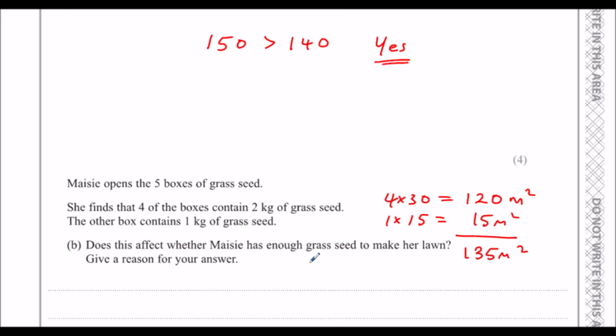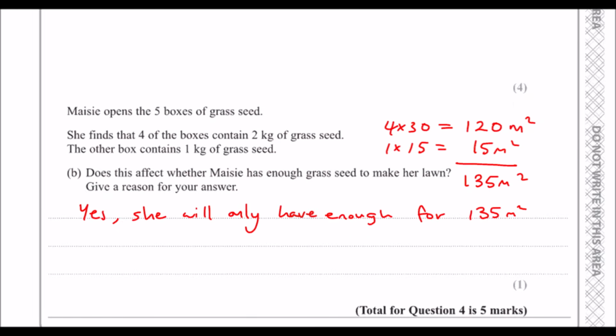So does this affect whether she has enough? Yes. She will only have enough for 135 meters squared. Now just write in brackets, she needs enough for 140 meters squared.